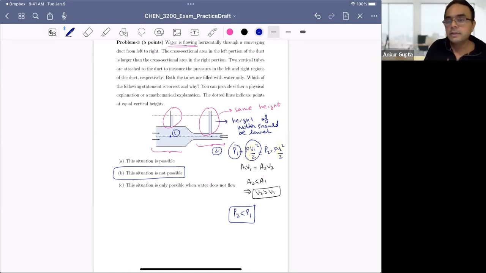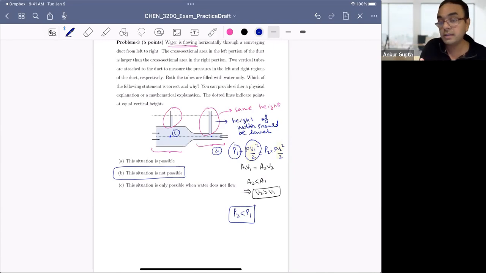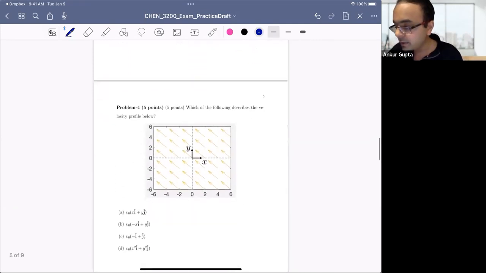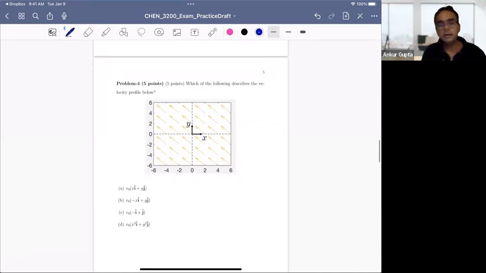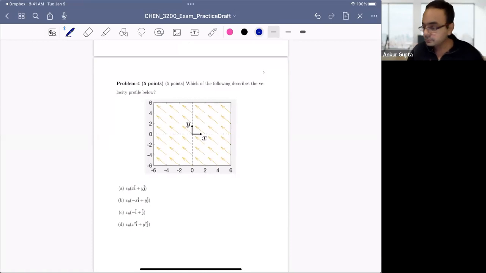Okay. So the explanation could be, just like the ones I have on the screen, or you could just say in text. You can even say, oh, pressure 2 is lower because kinetic energy is higher. So the situation is not possible. So that is also acceptable, just to give you an idea as you're thinking about how to attempt in your exam. All right. Then the question is, which of the following describes the velocity profile below?